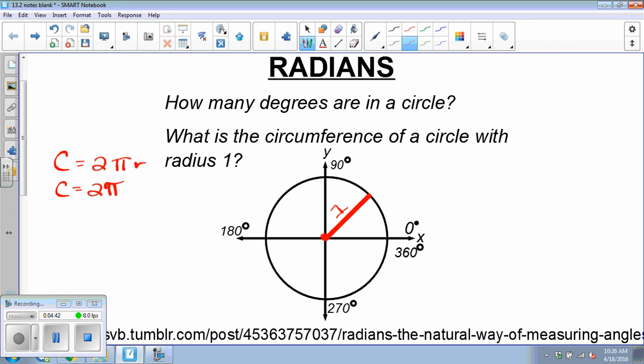Pi is radians. Pi is always radians. If it tells you an angle measure and it has pi in it, that is radians. They're not going to write radians after it because you're supposed to know pi is radians automatically. If it has the degree symbol, it's degrees. If it doesn't, it's radians.